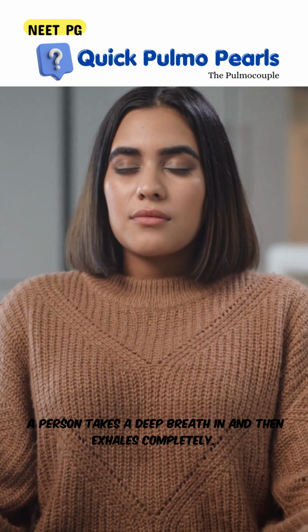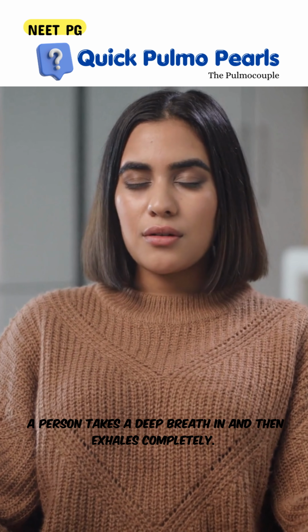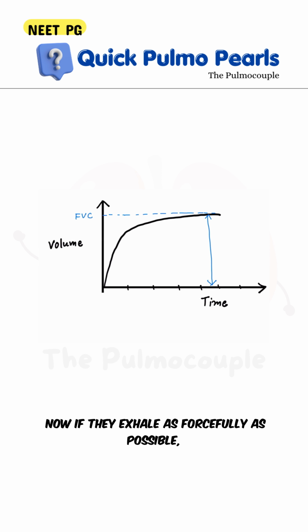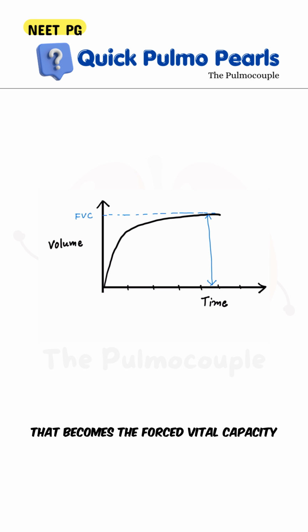A person takes a deep breath in and then exhales completely. The total volume of air exhaled is called the vital capacity. Now, if they exhale as forcefully as possible, that becomes the forced vital capacity, or FVC.